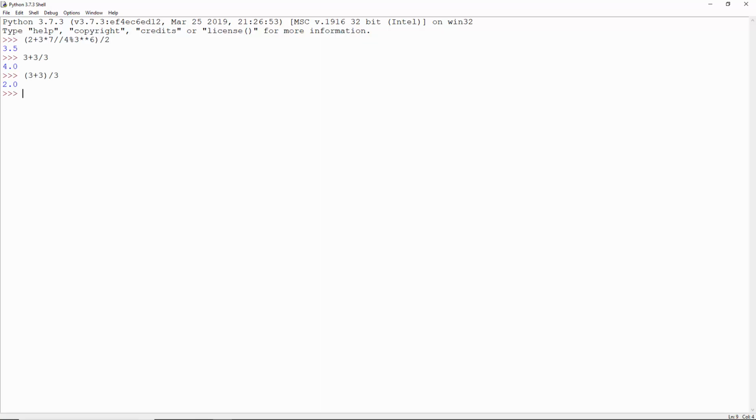Let's get to our original question. 3 raised to the power of 6 is 729 and 3 into 7 is 21. 21 floor divide 4 is 5 and 5 mod 729 is 5. Now 2 plus 5 is 7 and 7 by 2 is 3.5. So the answer is 3.5.